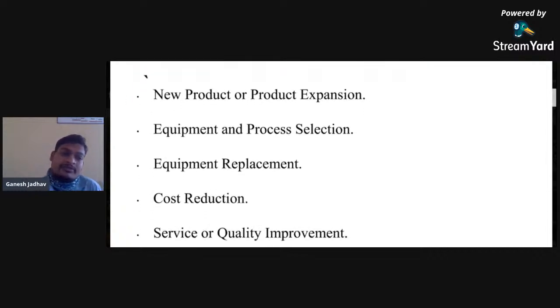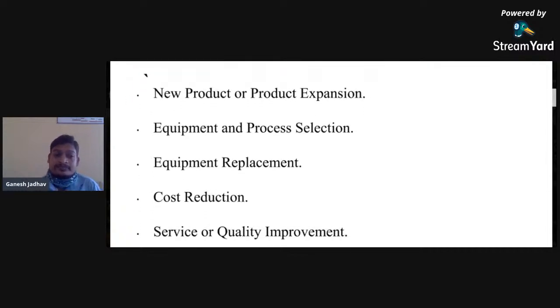Okay, equipment, we require new equipment. So we can say that this is technology. When new technologies come into the market, we are required to establish that technology in our organization. Then process selection, whatever the selection process is, we can say it is the selection of staff also, and the selection of raw material also. So this is the selection process.